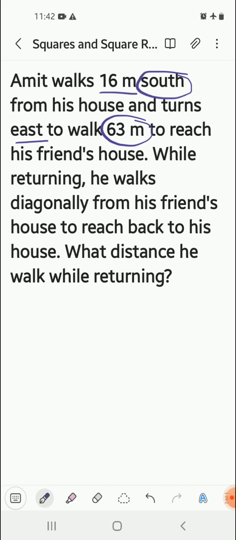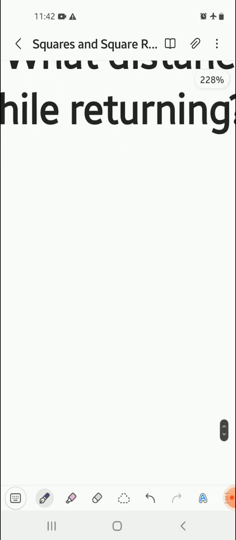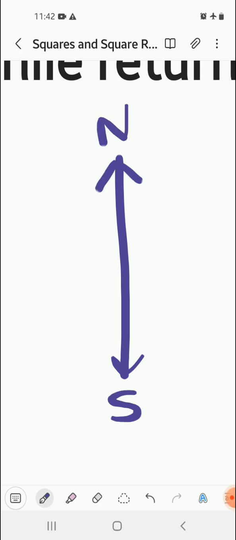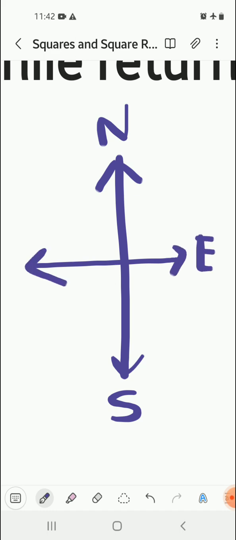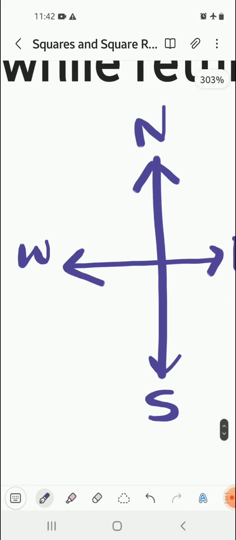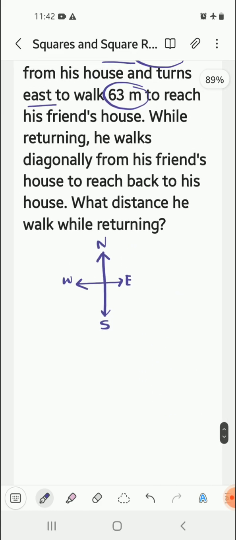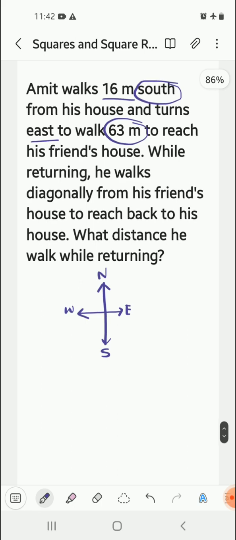Now, in order to find the solution to this problem, first we have to understand the basic geographic directions. There are four main geographic directions: north at the top, south at the bottom, east to the right, and west to the left. So these are the basic geographic directions that we are going to use. And we are going to draw a simple diagram to actually understand what we are asked to do.